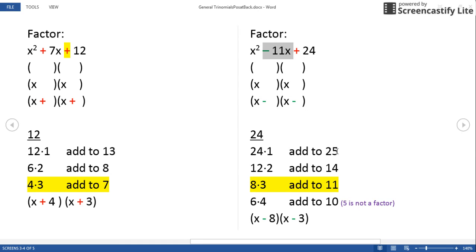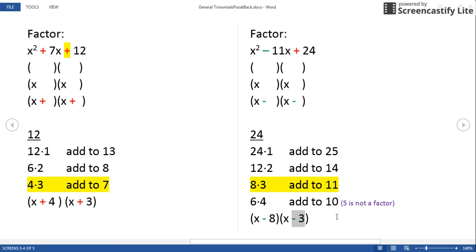24 and 1 add to be 25. That's not it. 12 and 2 add to be 14. That's not it. 8 times 3, they add up to 11. 8 times 3 made 24, and 8 plus 3 adds up to 11. So those are the factors that we want. Again, the order makes no difference. I like the larger one to be in the front and the smaller one to be in the back, but it made no difference the order that we put it in.